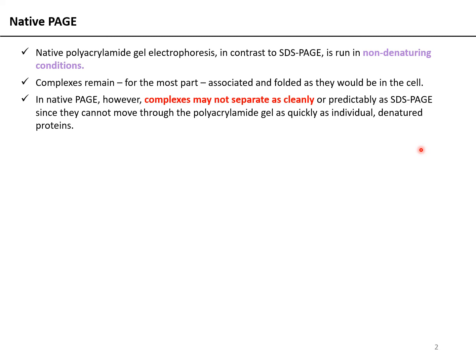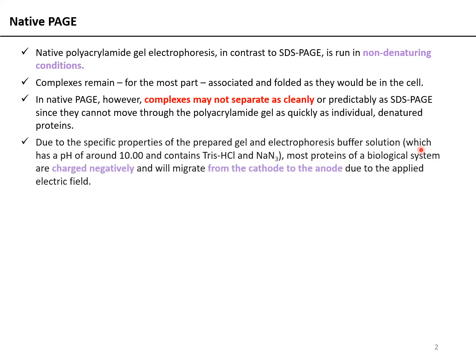But in native PAGE, there is no denaturation of the protein. Why? This will allow us to detect any complexes between two proteins if they are formed. Now, due to the specific properties of the prepared gel as well as the electrophoresis buffer solution, which typically has a pH of around 10 and contains Tris-HCl and sodium azide, NaN3, most proteins of a biological system are charged negatively and will therefore migrate from the cathode to anode.